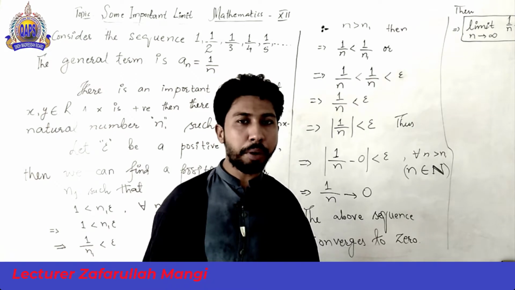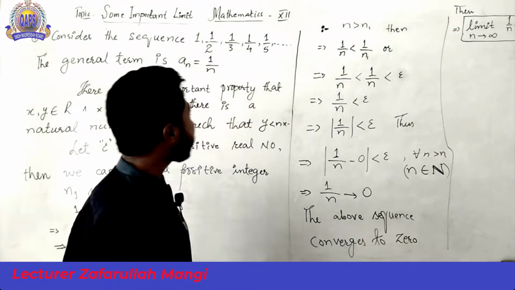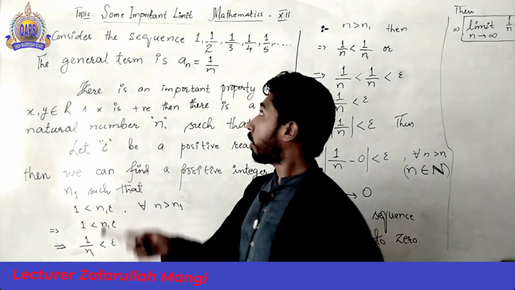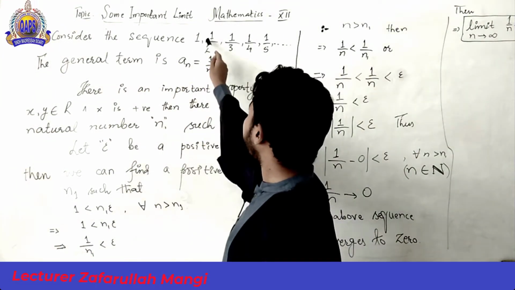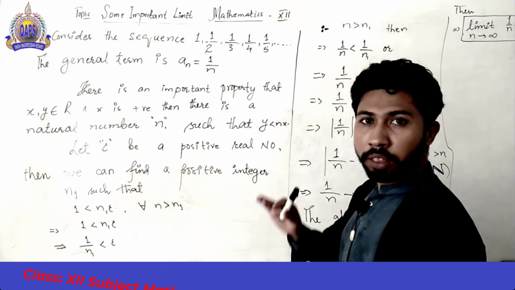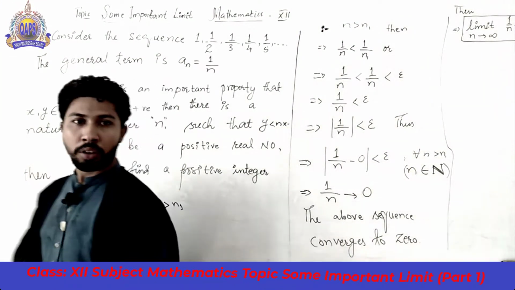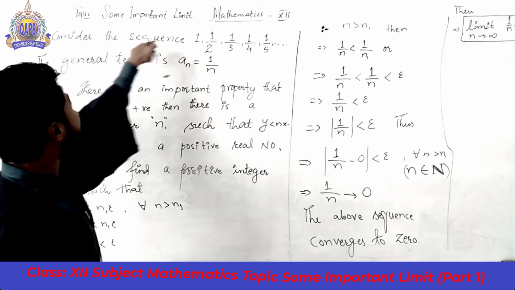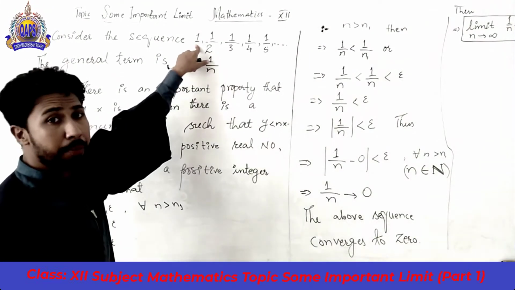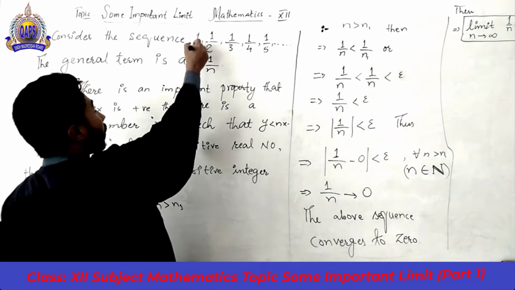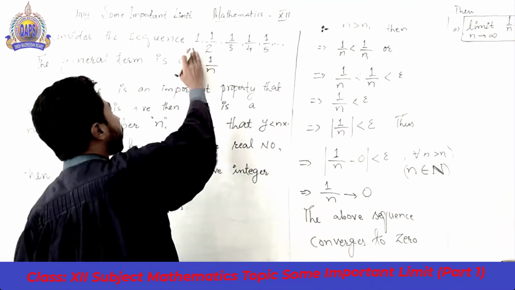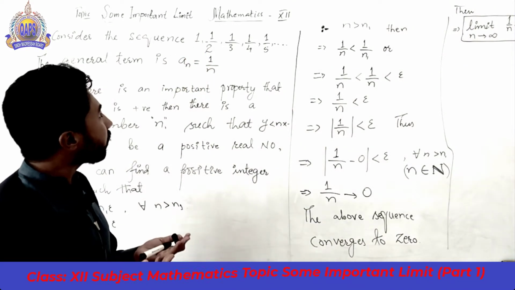We have already discussed the sequence and limit of the sequence, and now we start some important limits. First of all, number one: consider the sequence 1, 1 upon 2, 1 upon 3, 1 upon 4, 1 upon 5, and so on. This sequence goes to infinity. Here in this sequence there is no number in the denominator other than digits, and one always takes the denominator digit 1. So 1 upon 1 is the same as 1.